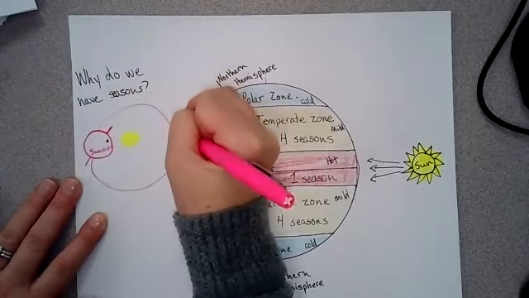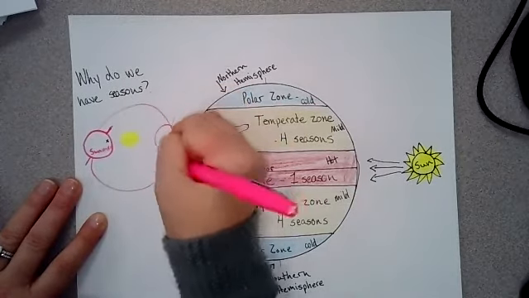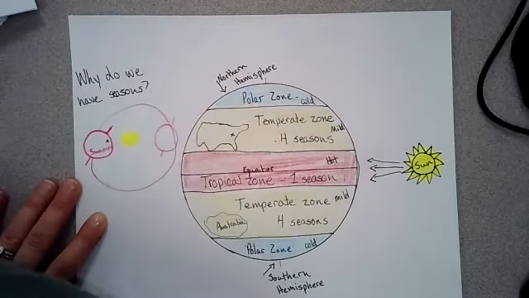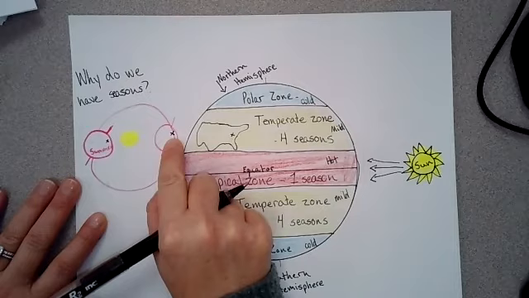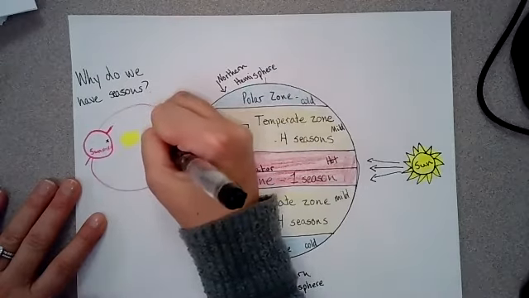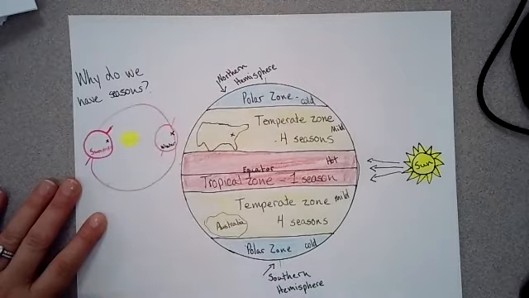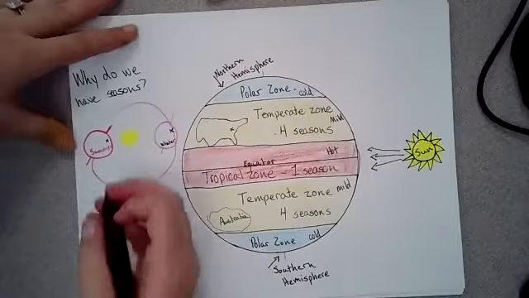Now come over here, and how about when the earth is over here and you're still right here, but now you're not tilted towards the sun, you're tilted away from it. So this is when it is winter. Okay? All right, so let's write down what that means. Why do we have seasons?